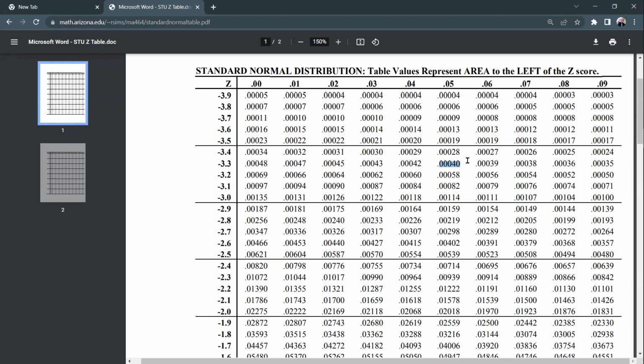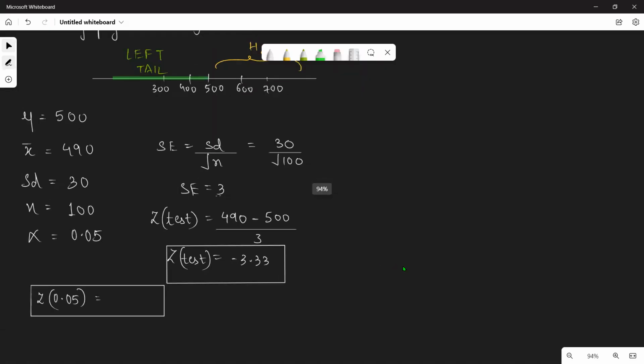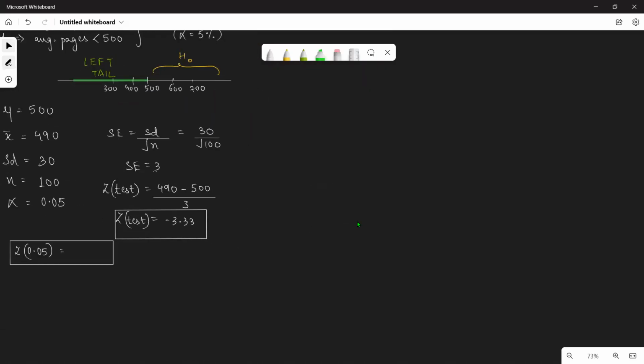I understood the intersection point, but how do you take these values of minus 3.3 and 0.05? Yeah, when you are reading this Z table, on the x-axis you will have to look into the values which are your alpha values. And on the y-axis, you have to look for the values of Z test. This is the way how you read it.